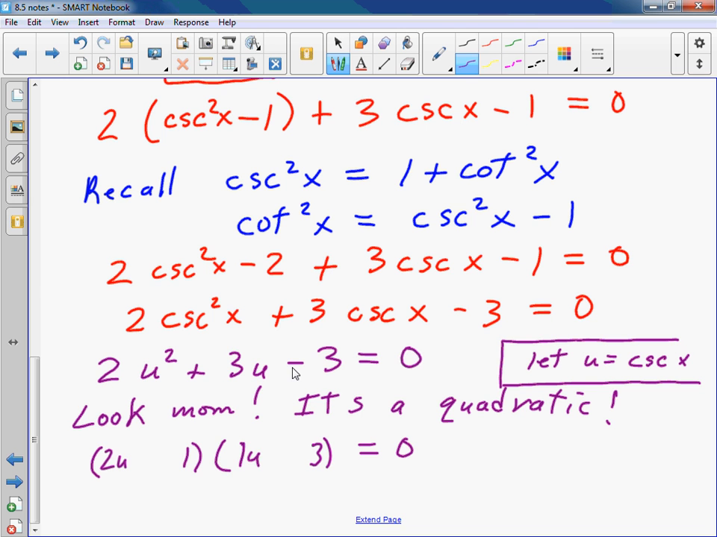We look at the negative. It tells us that one's positive, one's negative. The positive over here is bigger, so that one would have to be positive. Does this work? Let's check it. We get 2u squared plus 6u minus 1u minus 3.